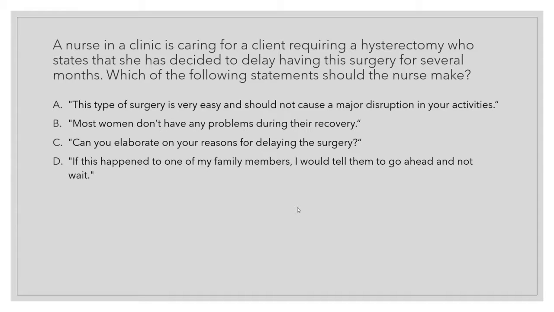Most women don't have any problems. Again, maybe she's not worried about her recovery, so we don't want to assume that we know why she delayed it. We want to find out more, and then we can talk to her about that. Some of these statements might be appropriate after we talk to her. And then we don't really share what happened to her family members. She doesn't care. So we would do C. Can you elaborate on your reasons for delaying the surgery?